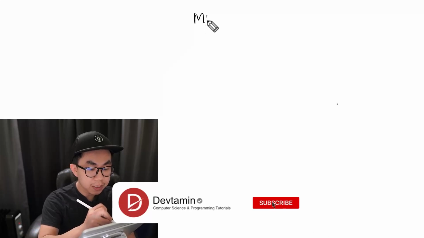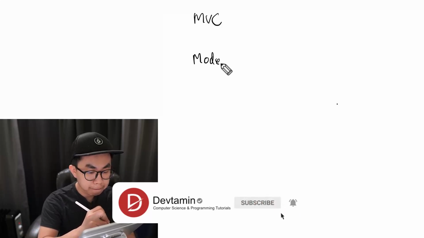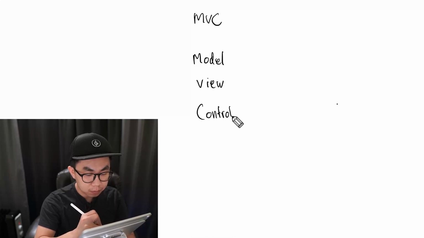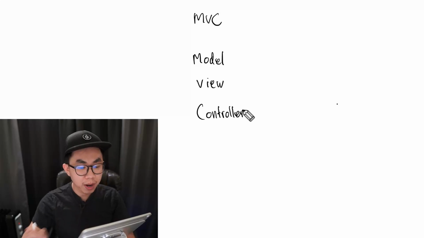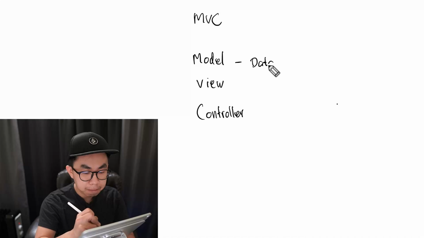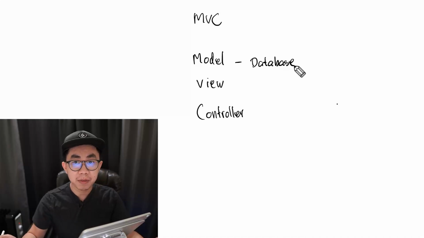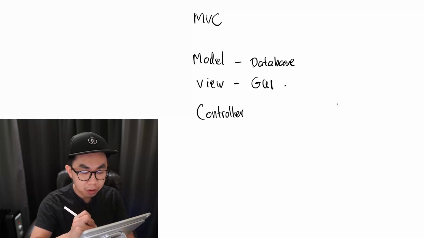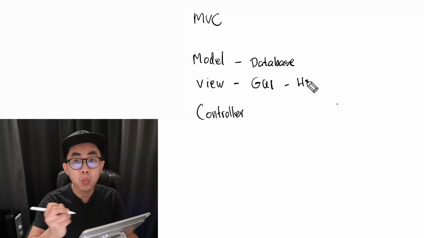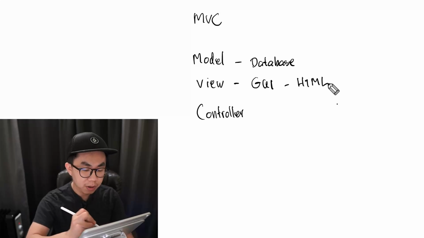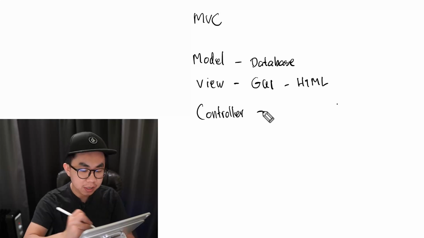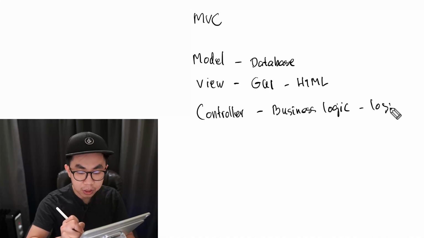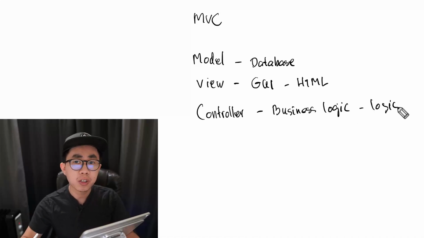So MVC stands for model, view, and controller. When we're talking about model, we're talking about database or data in database. When we talk about view, we talk about GUI or HTML if it is a website. When we talk about controller, we talk about business logic, okay? Let me draw you a picture.